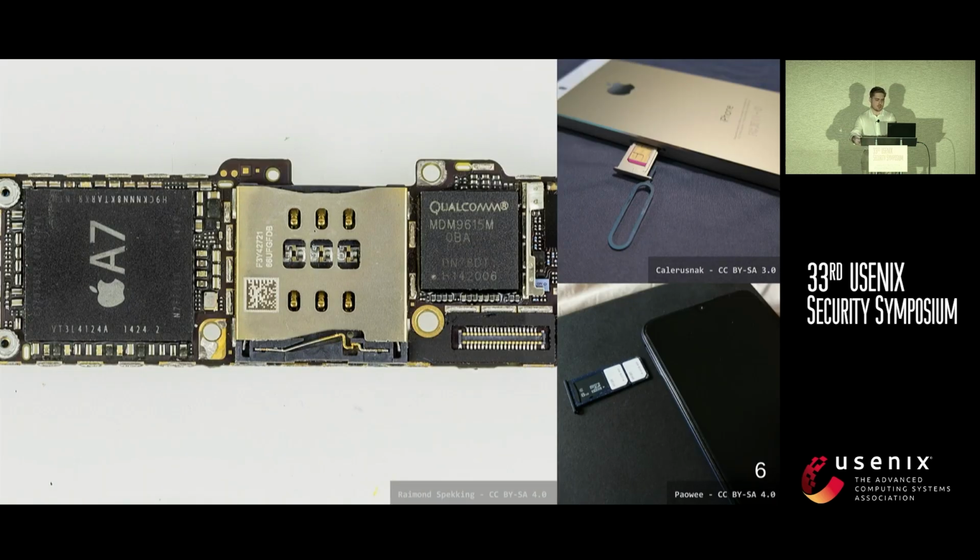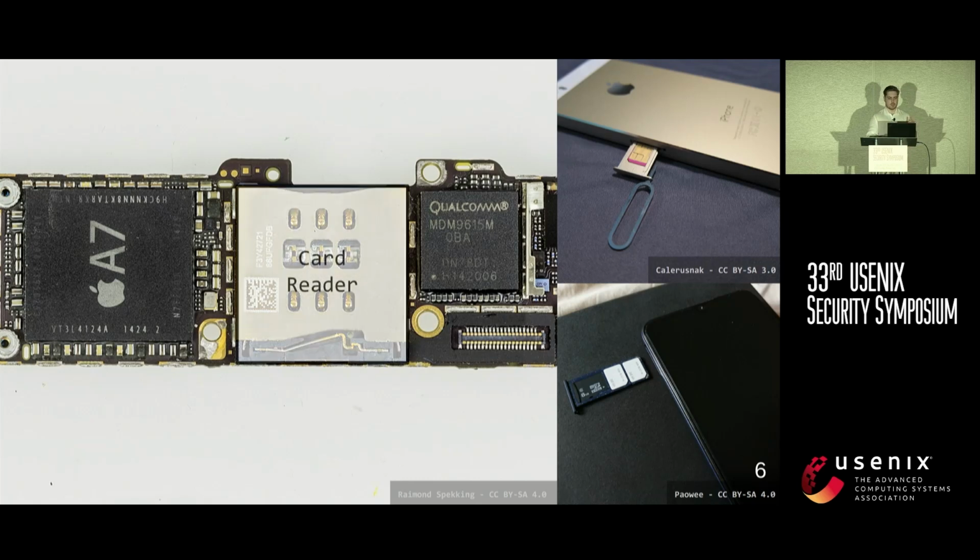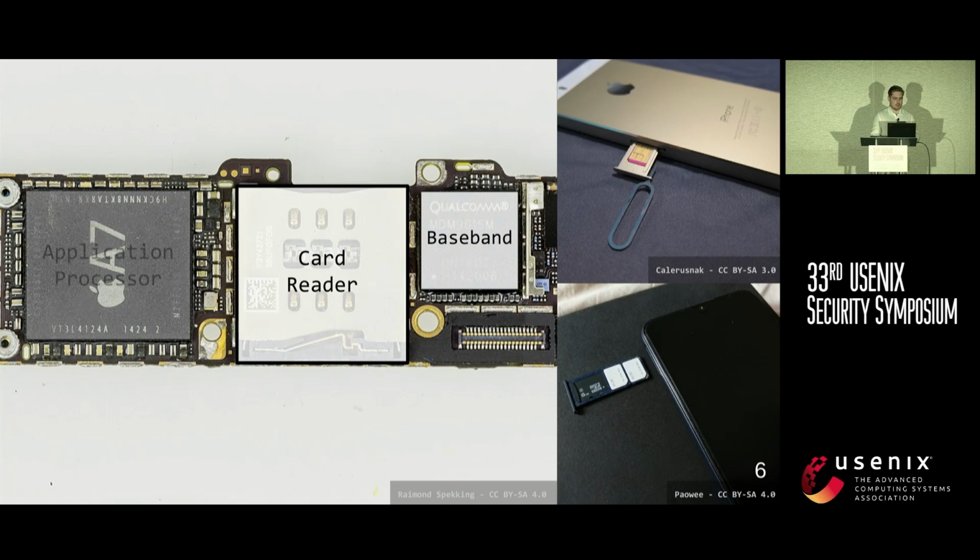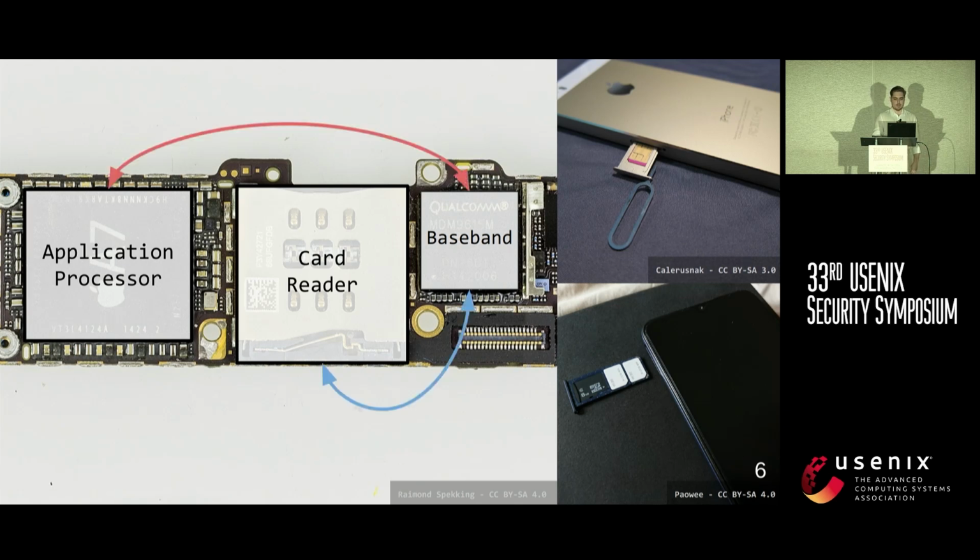So this is a logic board from an iPhone 5S. In the center there's a card reader. That's where your SIM card tray will slot into. On the right is a baseband. That's what handles the radio communication and also communicates with the SIM card directly. And on the left, you've got the application processor that handles your iOS, Android, etc. So these are connected roughly this way.